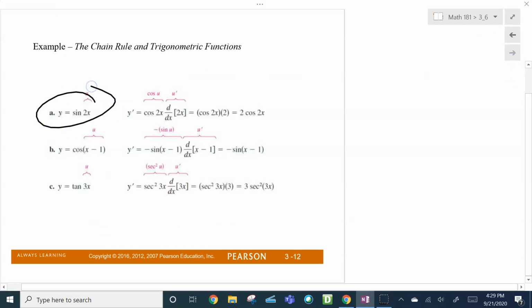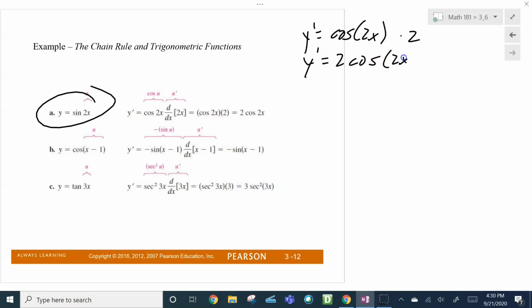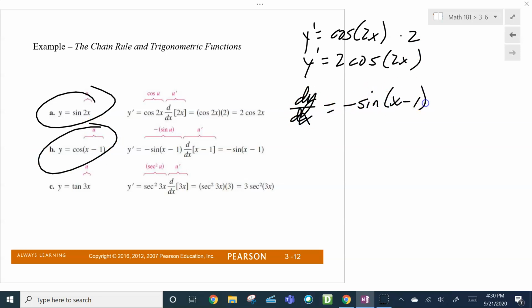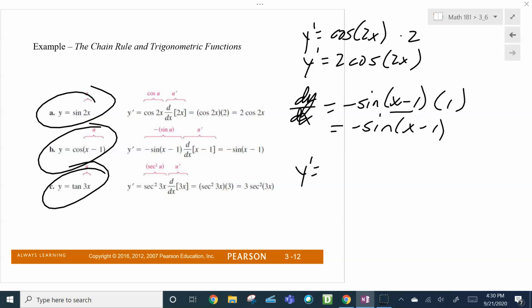Alright, a couple more here. We've got sine 2x, so y prime would be cosine 2x, but then it's times the chain rule there. The derivative of 2x is 2, so 2 cosine 2x. Next one, dy dx, the derivative of cosine is negative sine of x minus 1. The derivative of x minus 1 is just a 1, so that makes no difference. 1 minus 0, of course. The derivative of tangent, so y prime, the derivative of tangent is secant squared of 3x, but then the derivative of 3x is 3. So this is 3 secant squared 3x, that's our y prime.